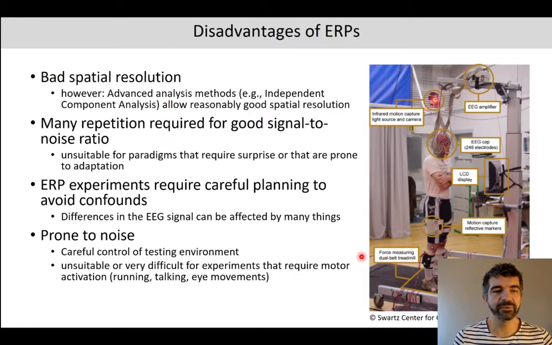And another disadvantage is, of course, something that I've mentioned a couple of times before. It is always prone to noise because the EEG signal is such tiny deviations in the voltage that a lot of other things can affect the EEG signal and at times be much stronger. So it's very difficult for experiments that require motor activation, for example, running. Imagine you're on this treadmill.